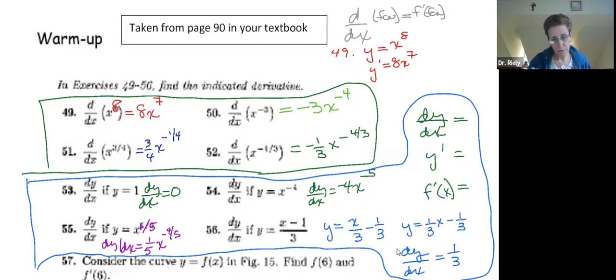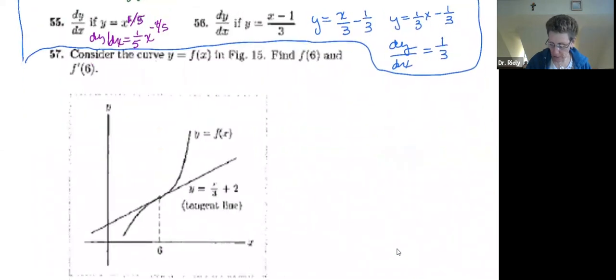I also want to do 57 because 57 is a good graphical application. So let's look at that right now. Let me help clarify what this is saying. So this says y equals x/3 plus 2, and that's functioning as the tangent line. It says consider the curve y equals f of x in figure 15. Find f of 6 and f prime of 6.